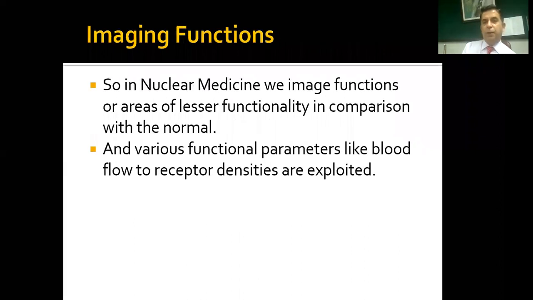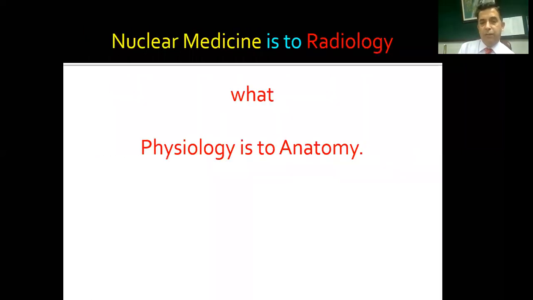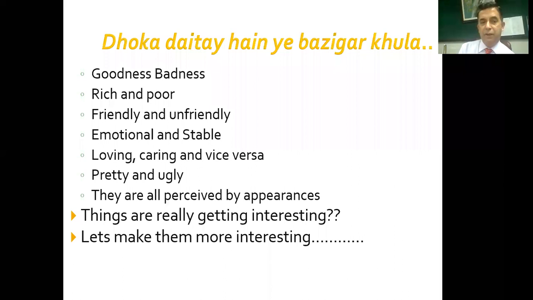So imaging of the function is important, and that is why in nuclear medicine, we image functions of an organ or an area, or we discover an area of lesser functionality in comparison to the normal function. So this is the basic principle of nuclear medicine. We focus on the function of a particular organ or a part of that organ. If it is lesser functioning or hyperfunctioning, then we pick it up with our biochemical markers or radiochemical markers. And various functional parameters like blood flow to receptor densities can be exploited using these functional imaging modalities. What physiology is to anatomy, similarly, nuclear medicine is to radiology.